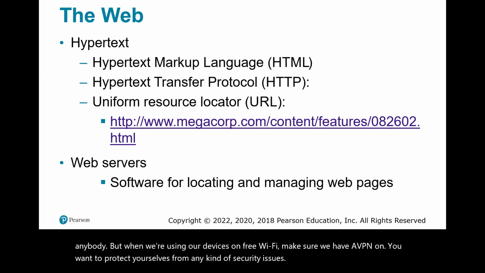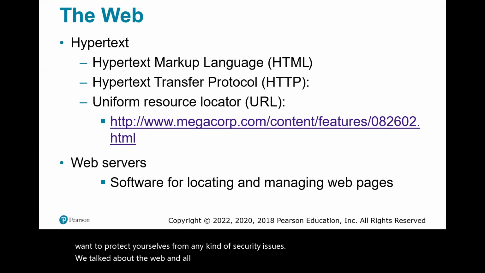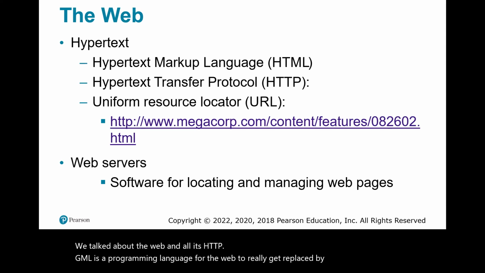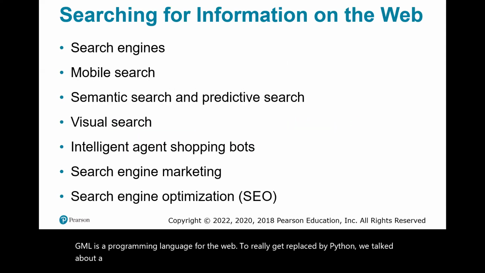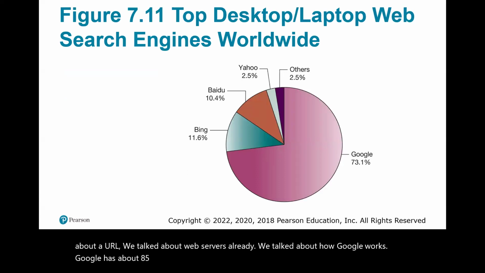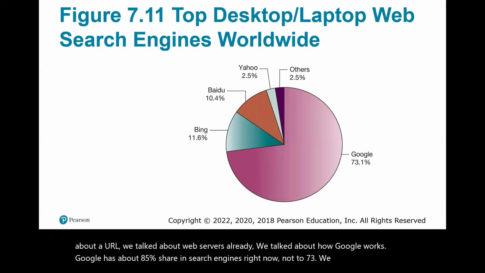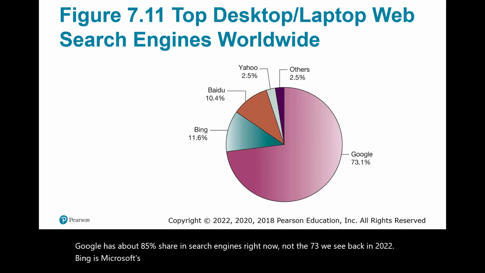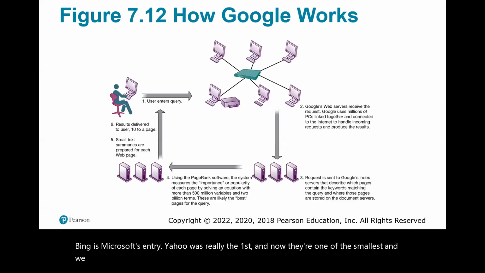We talked about the web and all its HTTP, HTML, the programming language for the web. It's really getting replaced by Python. We talked about a URL. We talked about web servers already. We talked about how Google works. Google has about 85% share in search engines right now, not the 73 we saw back in 2022. Bing is Microsoft's entry. Yahoo was really the first, and now they're one of the smallest. And we see Baidu and others.